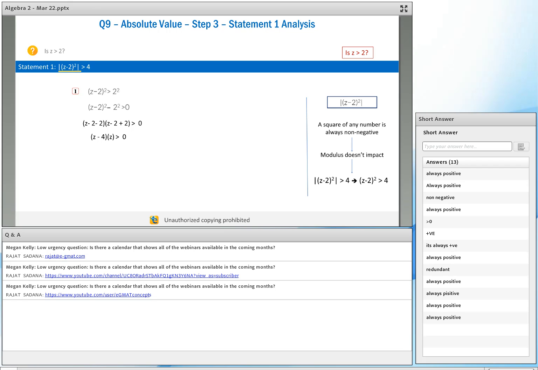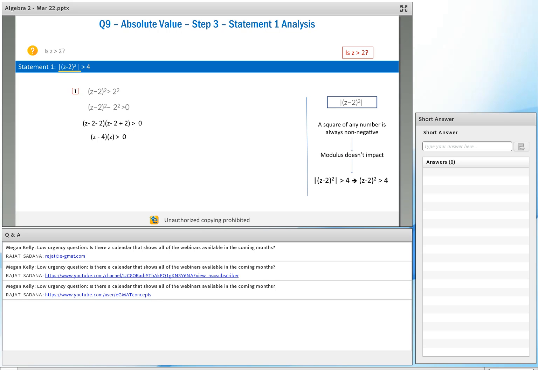is greater than 2 square. I want you to read this again. z minus 2 whole square is greater than 2 square. I've actually converted 4 as 2 square, which means you add a minus 2 square on both sides. You actually get this in the form a square minus b square is greater than 0. Is everyone with me till this point?